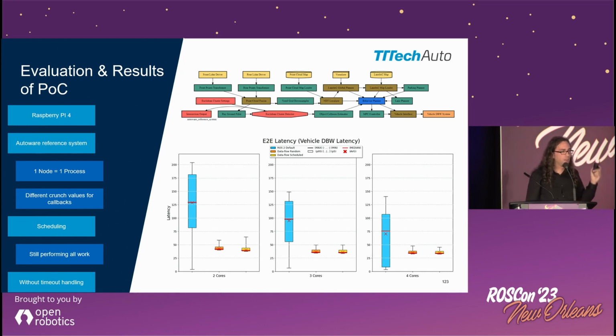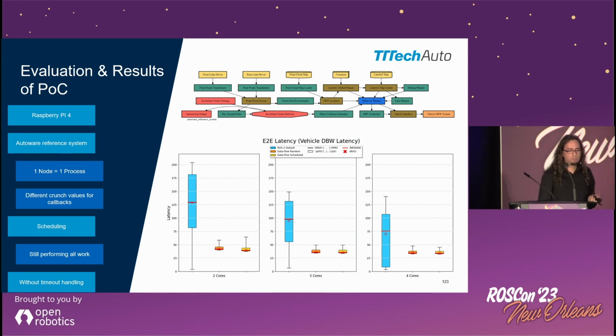But we tried it out with the Autoware reference system. We had to adapt it a bit to fit our use case. So we have each node in a single process. We had to set different crunch values for the callbacks to make the scheduler work properly. And yeah, we measured the end-to-end latency. And you see the results here.